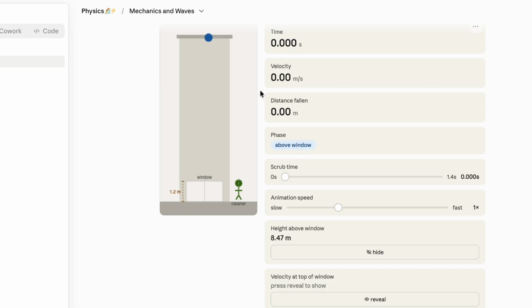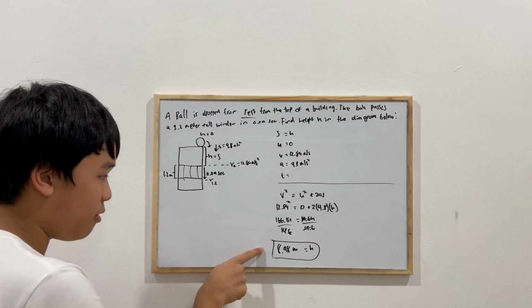Let's test this out. Here we have our setup before, where there is a 1.2 meter window and there is a ball at the top of the building, which means that when the ball is 8.48 meters displaced, then our velocity has to also be 12.89 meters per second. So let's just play this and test to see what happens. And let's just go forward a little bit here. And yes, as you can see, at 8.48 meters fallen, our velocity is exactly 12.90 meters per second, just like we predicted. That means our prediction is correct here, and that confirms that our answer of 8.48 meters is correct.